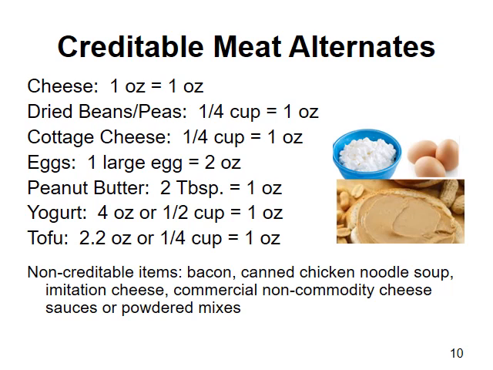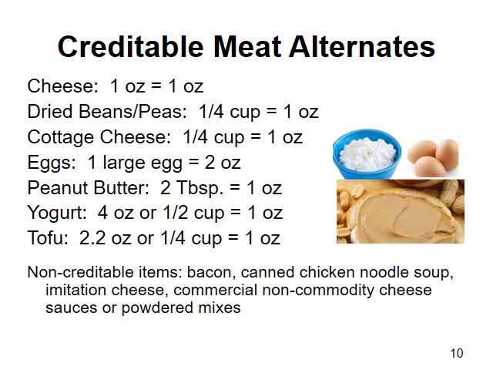1 large egg credits as 2 ounces of meat alternate. Peanut butter, 2 tablespoons equal 1 ounce. A 4-ounce yogurt, or a 1/2 cup of yogurt, is equal to a 1 ounce equivalent. And 2.2 ounces of tofu, or a 1/4 of a cup, is equal to 1 ounce equivalent of meat alternate.